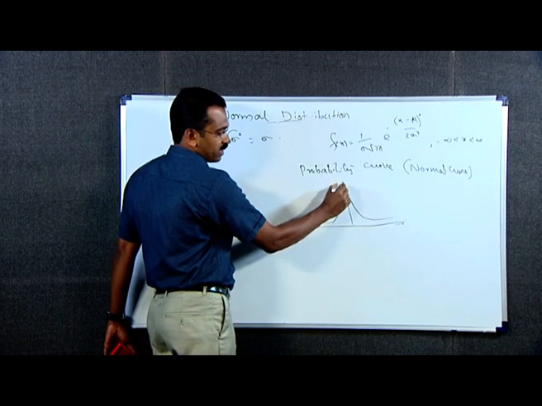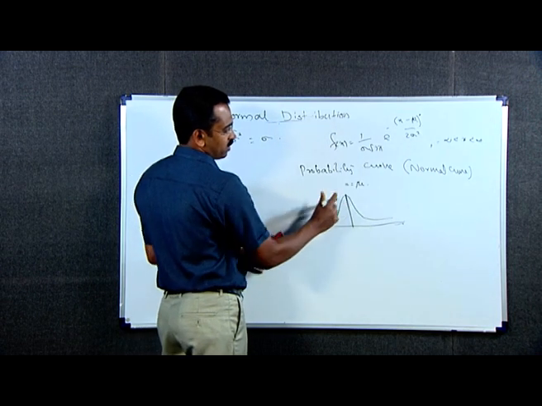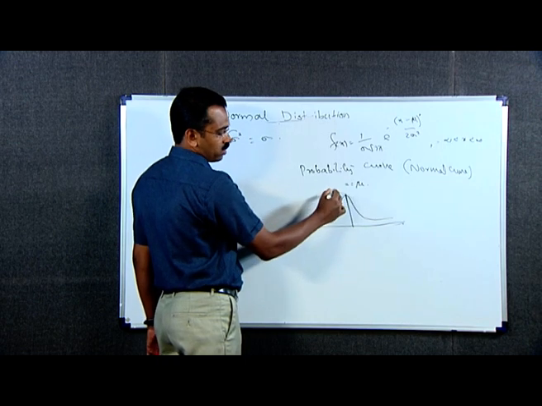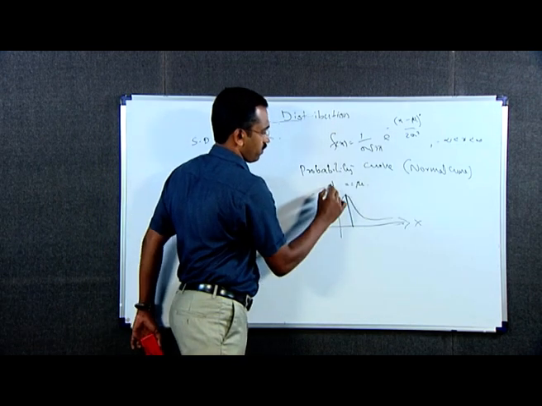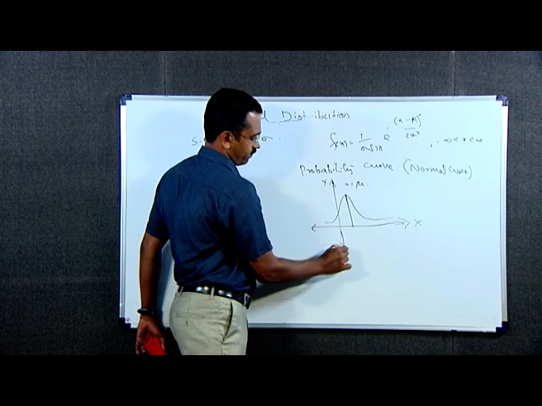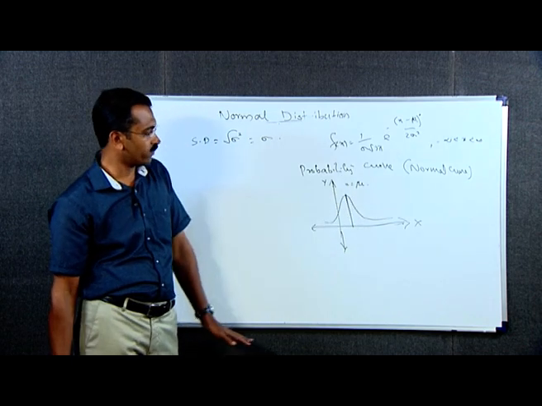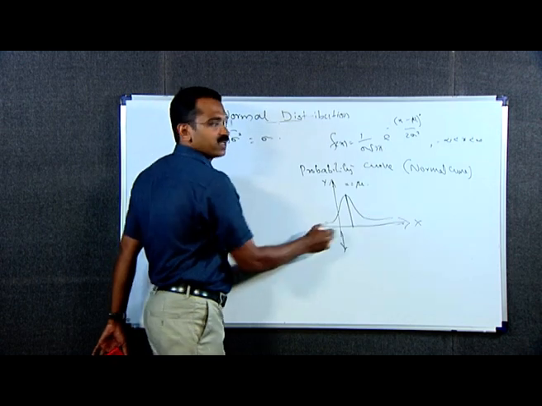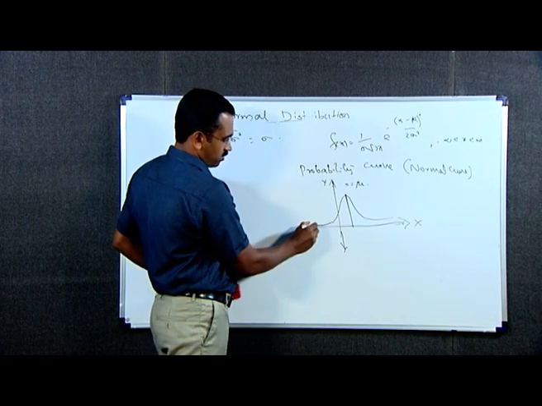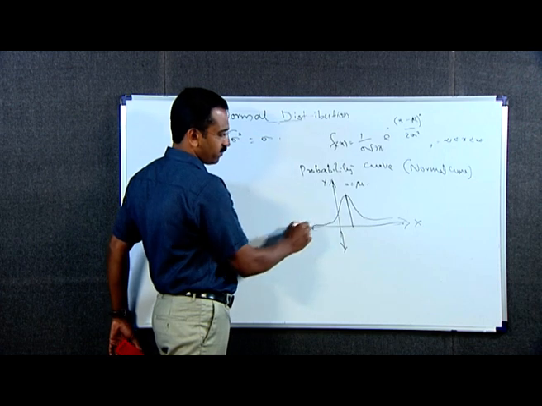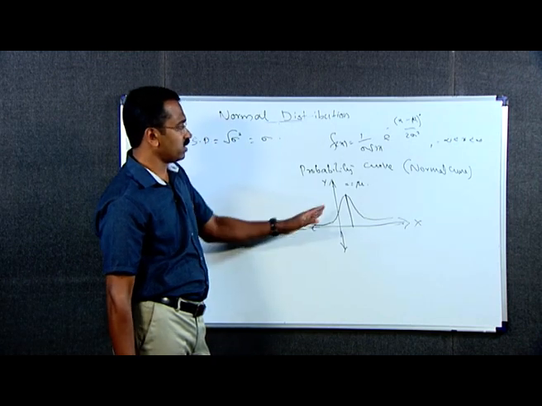This normal curve is symmetrical about the line x is equal to mu. This is not the y-axis. This is the line x equal to mu. The y-axis is somewhere here or in the right portion. That is, the normal curve is symmetrical about the line x equal to mu, and the x-axis is the tangent. Tangent means the meeting point is at infinity. This is the normal curve.